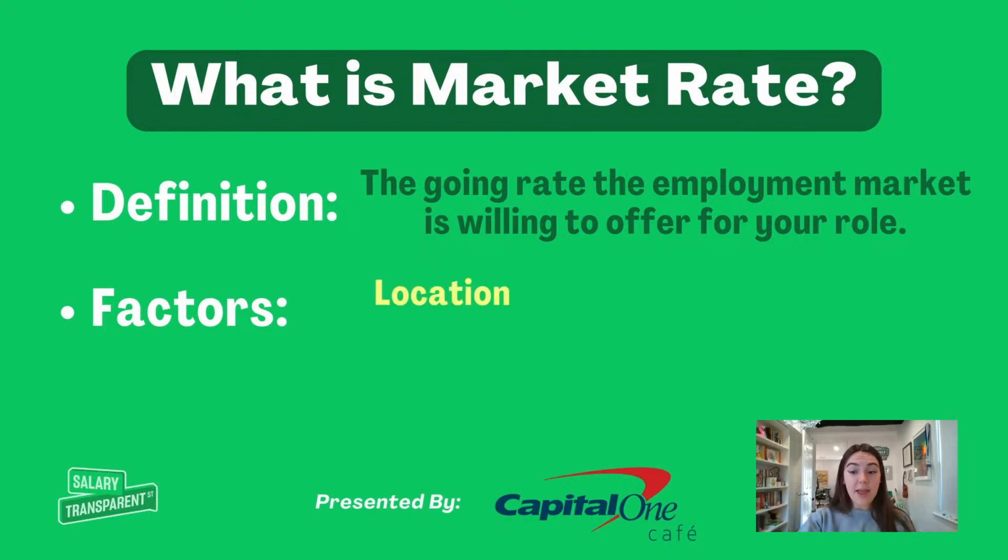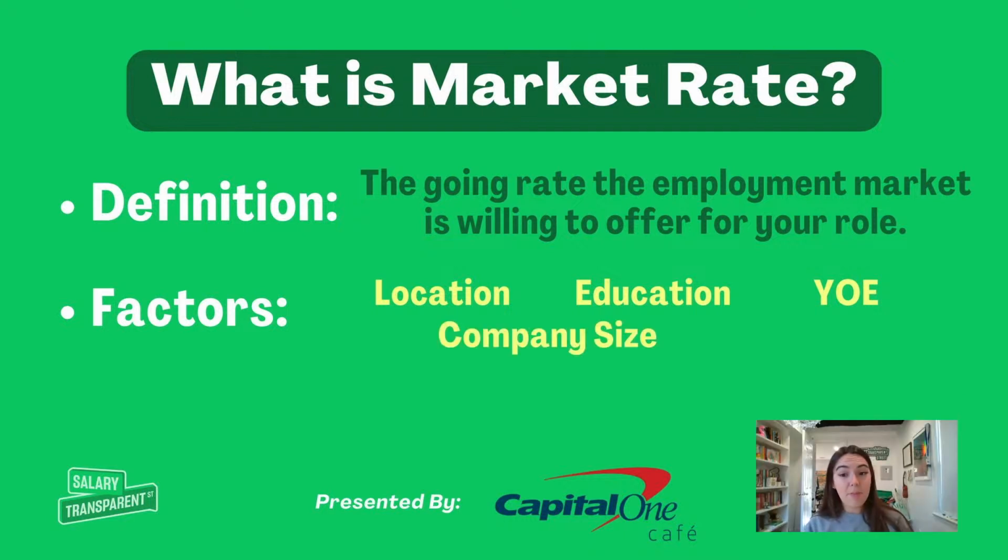Location, Levi, absolutely. Location is the number one. Let me make sure that I'm showing these. So we've got location is one of them. Education is another. Years of experience, both direct and indirect. Your total years of experience, and then the years of experience in that specific field or industry or role. Another one that people often forget is company size and industry. Company size and industry are sometimes the most impactful with determining how much you can make.